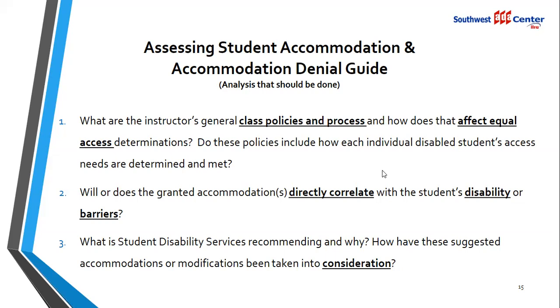3, what is Student Disability Services recommending and why? Have these suggested accommodations or modifications been taken in consideration by the department or the instructor? A different angle on this question is, has Student Disability Services taken in consideration what the student is asking Disability Access Services to do? Next.